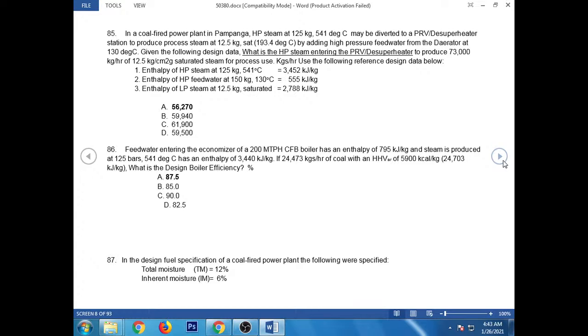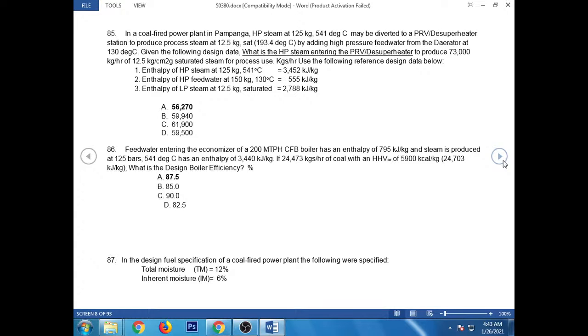a PRV superheater station to produce steam at 12.5 kg, saturated, 193.4 degrees Celsius by adding high-pressure feed water from the deaerator at 130 degrees Celsius. Given the following design data, what is the HP steam entering the PRV superheater to produce 73,000 kg at 12.5 kg per square centimeter gauge saturated steam for process use in kgs per hour? Use the following reference data below.